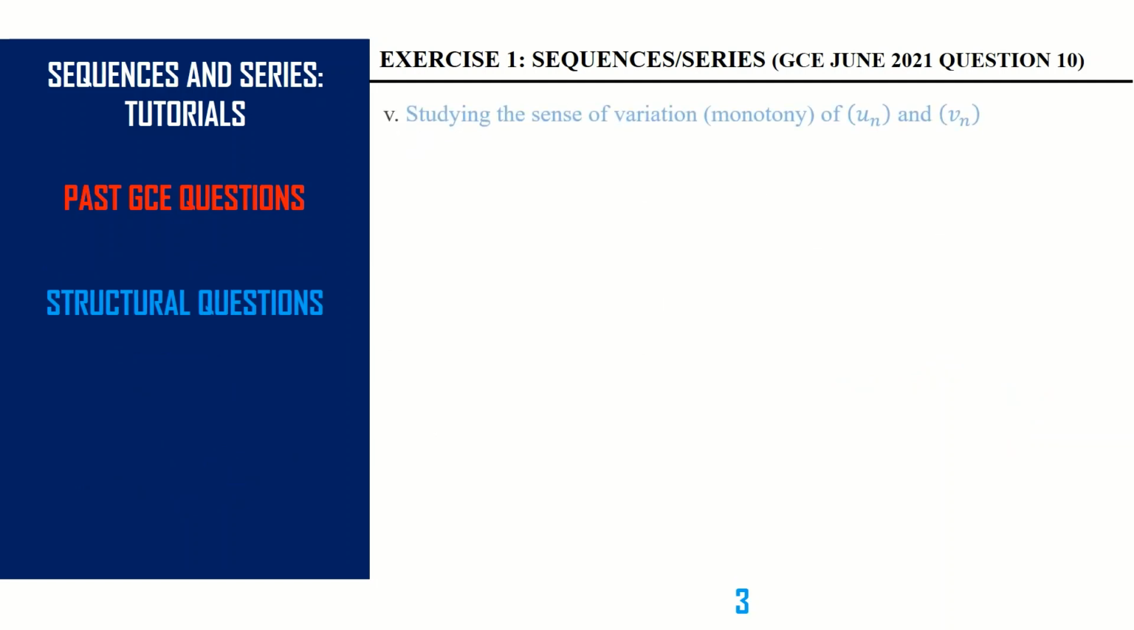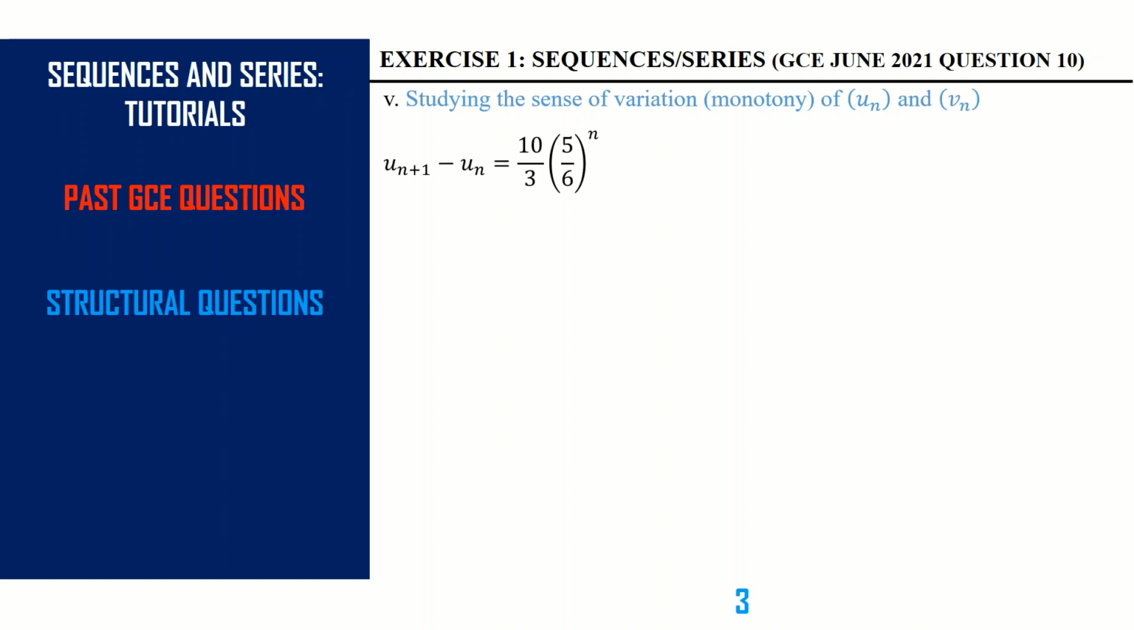Alright, so Roman 5 is asking us to study the sense of variation, that is the monotony of the sequence un and the sequence vn. So studying the variation is to determine if it is increasing or it is decreasing. Watch part 1 of the video, you're going to understand more how to determine if a sequence is increasing or decreasing. We are going to do it here still. So we need to determine, we know that u of n plus 1 minus u of n. Basically, to determine if a sequence is increasing, we need to know the sign of the difference between the n plus 1 term and the n term.